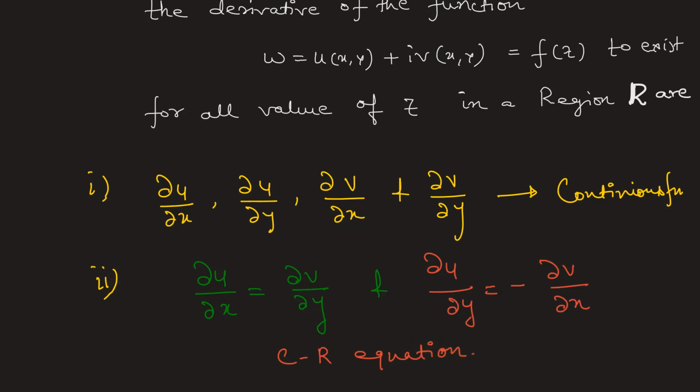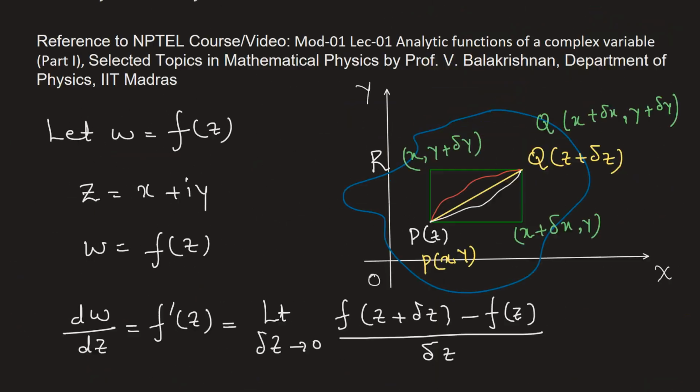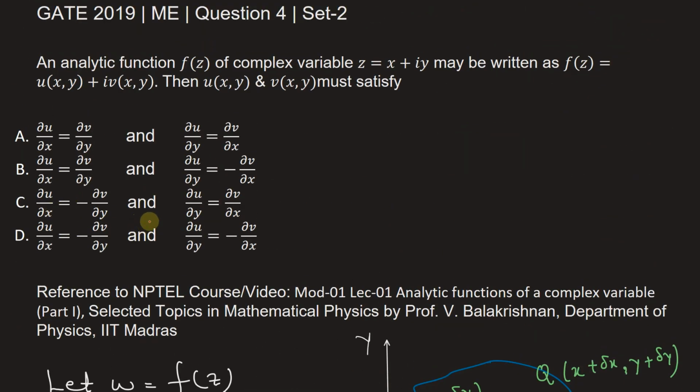Now according to this theorem, let's check our given options. So we see here that option B is the correct answer. Dou u upon dou x should be equal to dou v upon dou y, and dou u upon dou y should be equal to negative of dou v upon dou x.